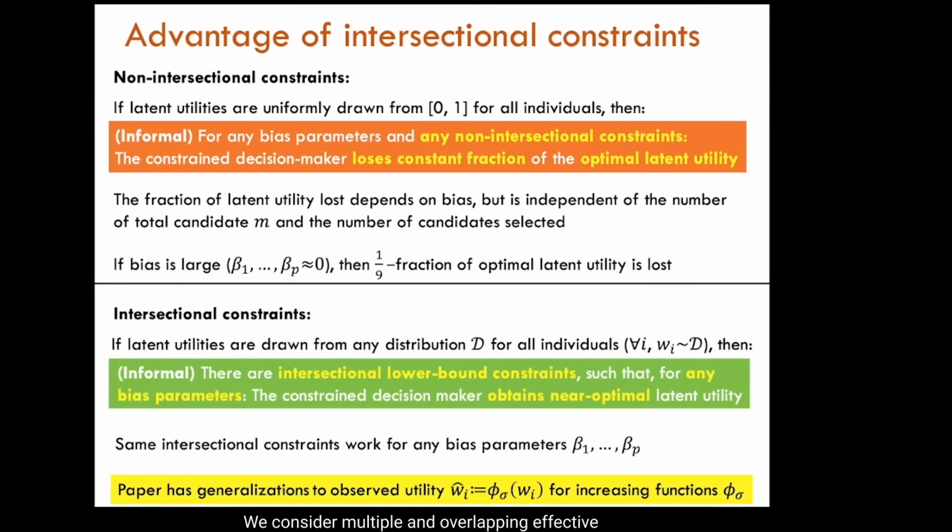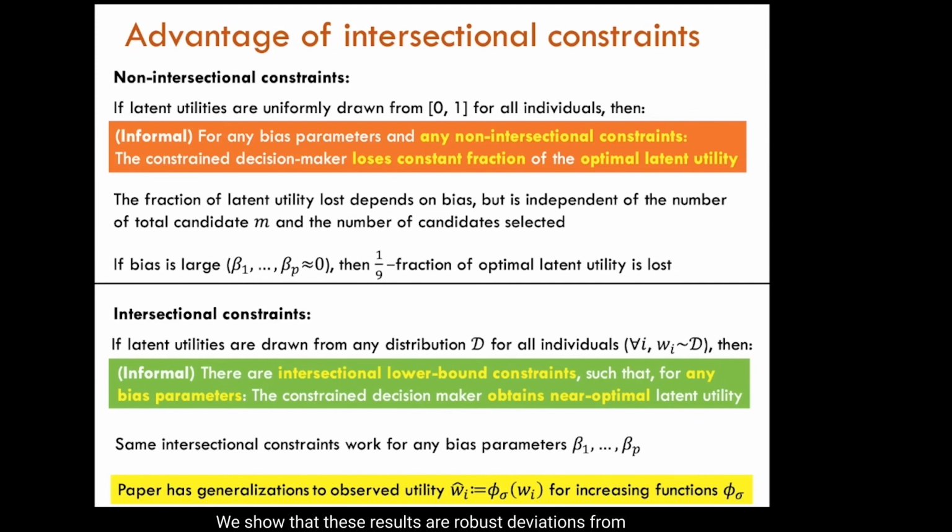We consider multiple and overlapping affected groups, with IID latent utilities. First, we show that no matter which non-intersectional constraint is used, if a decision maker is biased, then they lose a constant fraction of the optimal utility. Next, we show that there are intersectional constraints that, irrespective of the decision maker's bias, ensure that the constrained decision maker achieves near optimal utility. In combination, our two results show that intersectional constraints have advantages over non-intersectional constraints in countering intersectional implicit bias.